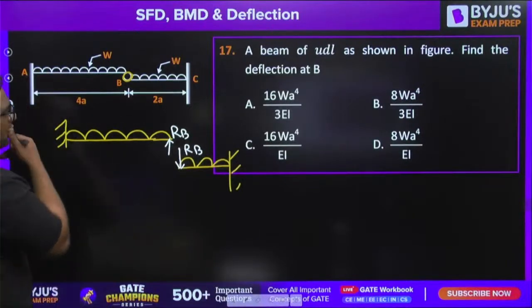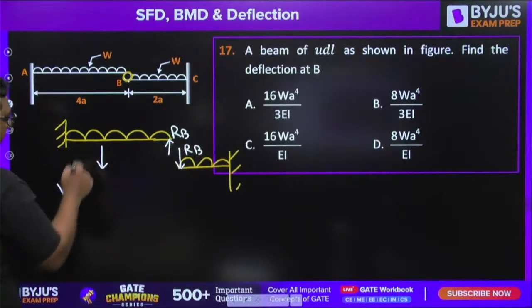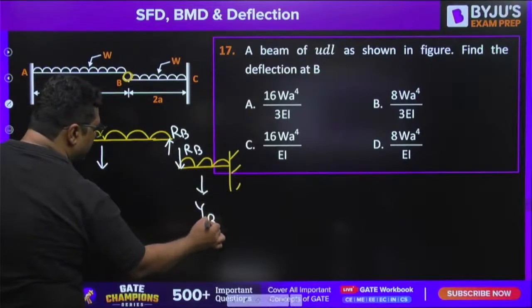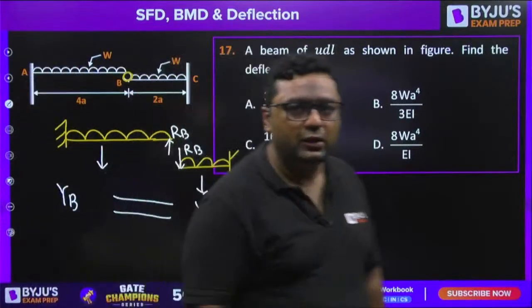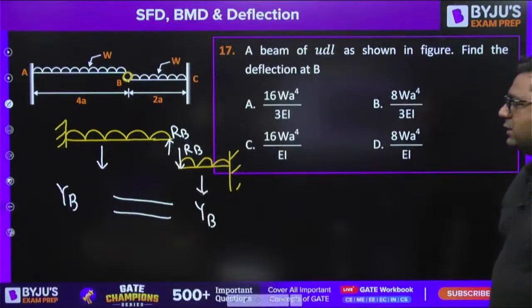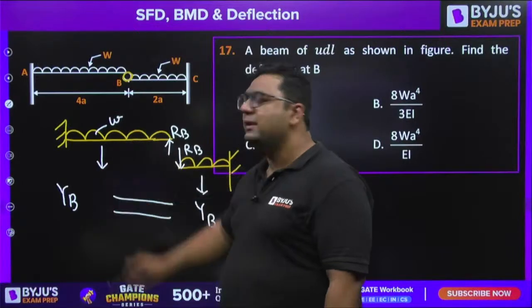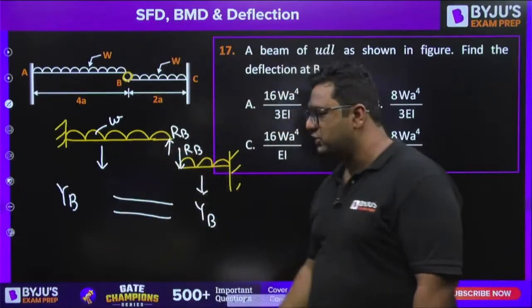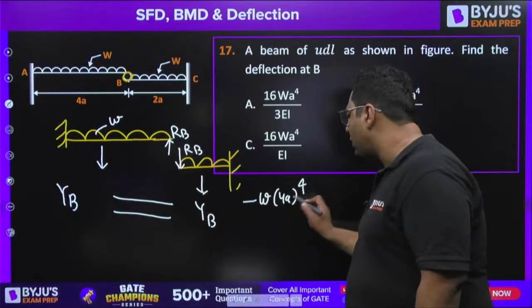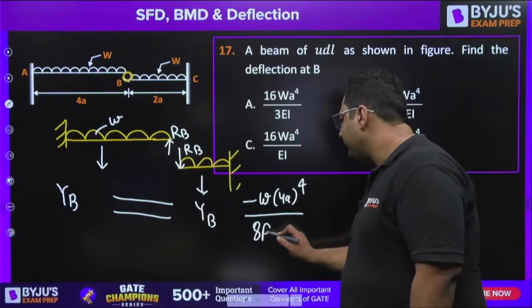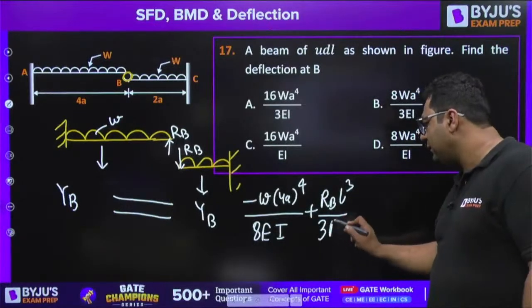So, my dear, now you know that deflection at B is going to be equal. Find out deflection at B from this beam. Find out deflection at B from this beam. Equate them. You will get the value of RB. This is the question, guys. If you find deflection, this UDL will act in the downward direction, RB will act in upward direction. So you will write minus W into (4a)^4 upon 8EI, then plus RB L cube upon 3EI.